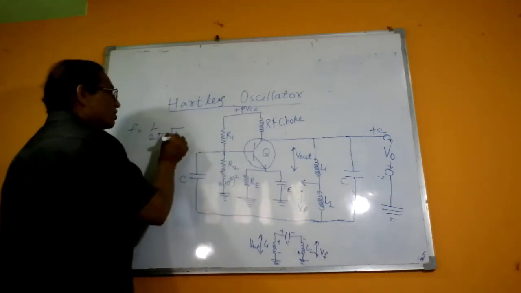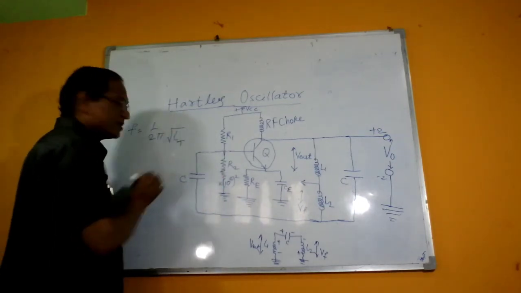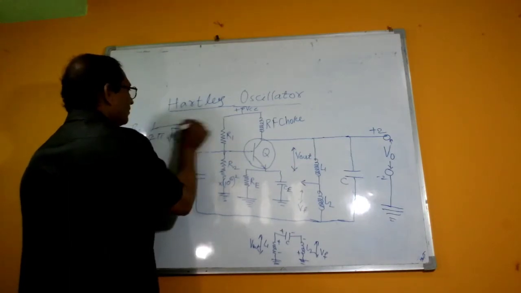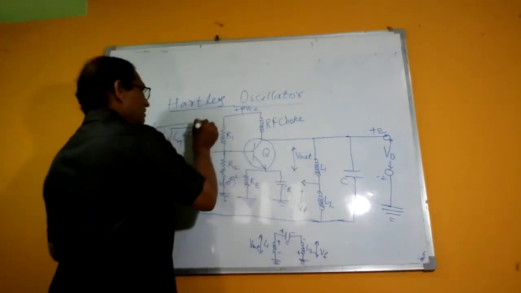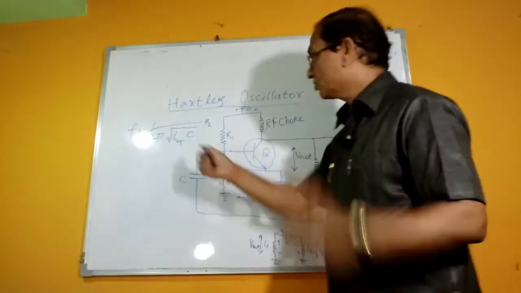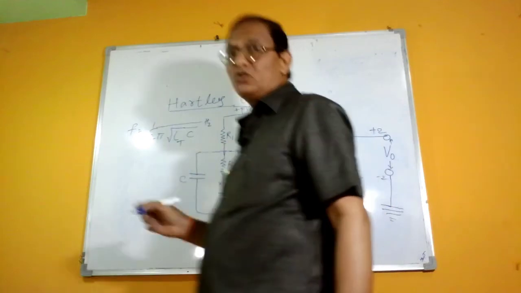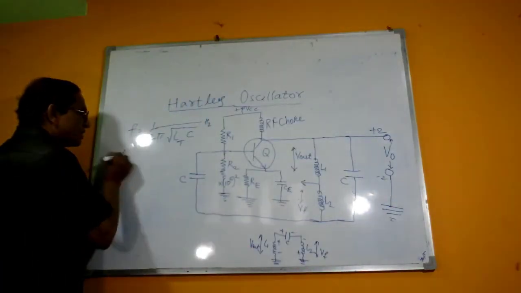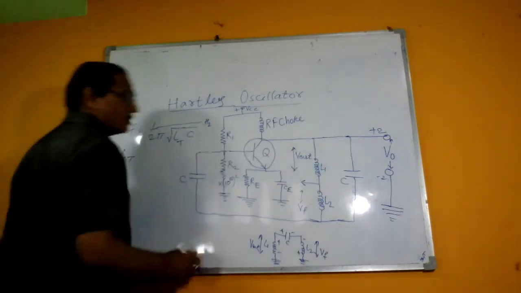Now we have L1 and L2, therefore the total inductance is LT into C. This will be in hertz. So the frequency of oscillation is given as f is equal to 1 upon 2 pi under root of LT into C, whereas the total inductance LT, as the inductances L1 and L2 are in series, is L1 plus L2.